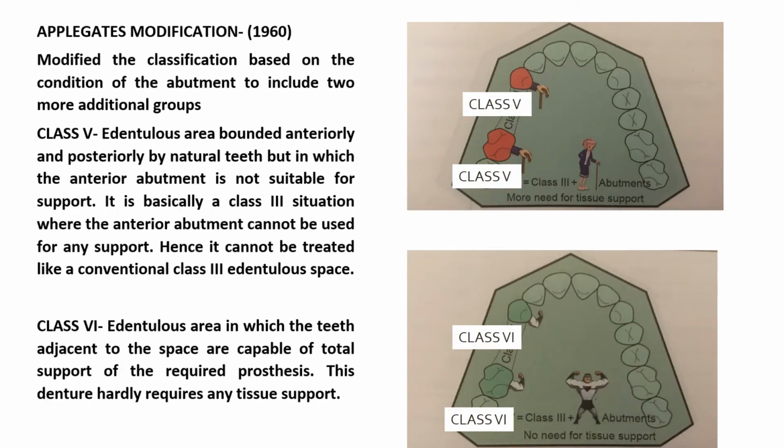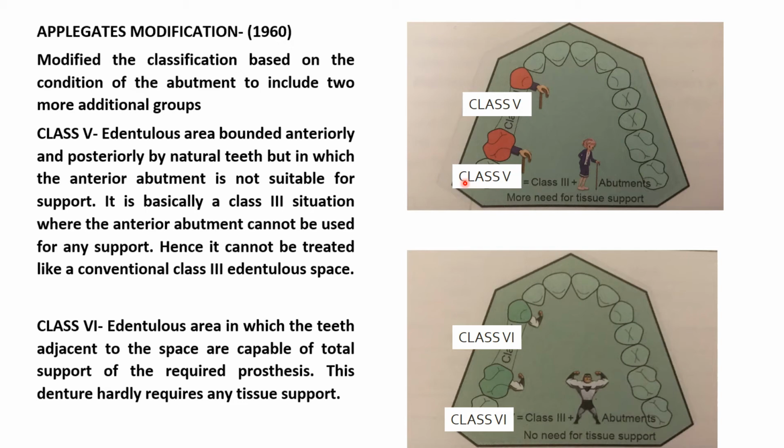Now Applegate modified the Kennedy classification in 1960, and he added two more classes, class 5 and class 6. He modified the classification based on the condition of the abutment, to include two additional groups depending upon how your abutment is, like how your adjacent teeth are. So depending upon that, Applegate modified the classification. Class 5 is an edentulous area bounded anteriorly and posteriorly by natural remaining teeth, in which the anterior abutment is not suitable for support.